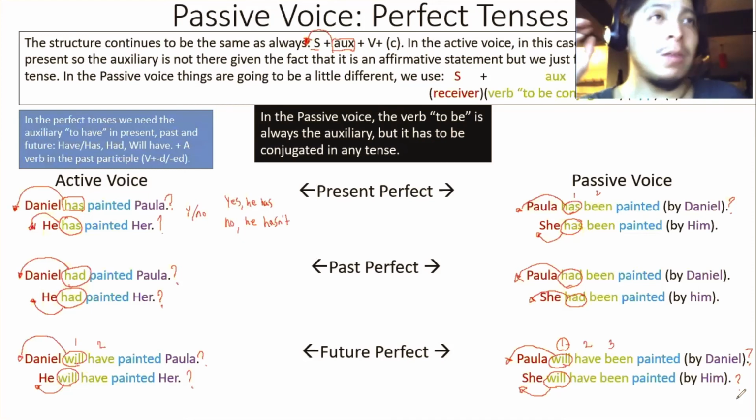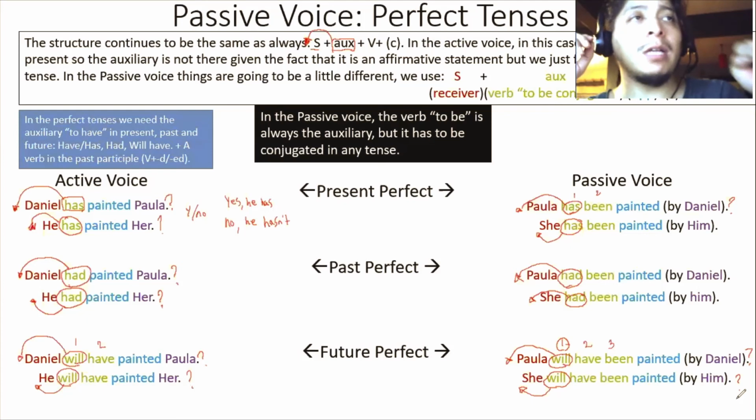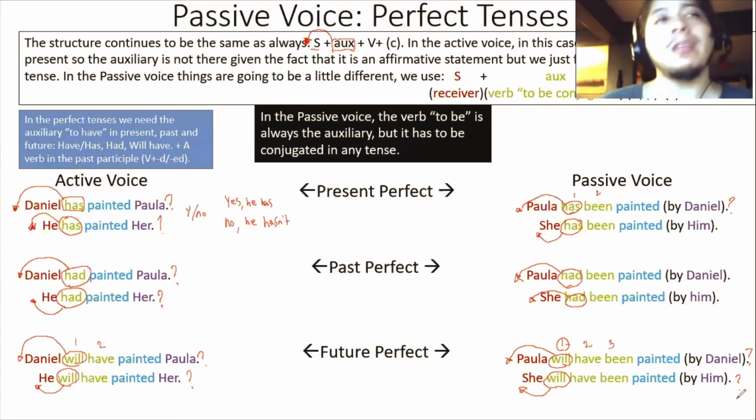Tenemos la voz activa, que se centra en el sujeto, que es quien hace la acción, y la voz pasiva, que también se centra en el sujeto, pero el sujeto es quien recibe la acción. Si se dan cuenta, no hemos roto ninguna regla. Ya llegamos a los tiempos simples, los tiempos continuos, los tiempos perfectos, en voz activa y en voz pasiva. Solo nos faltan los perfectos continuos.